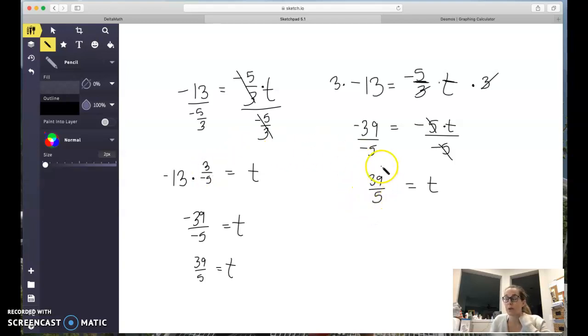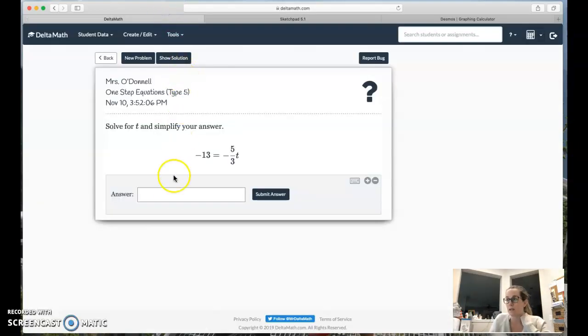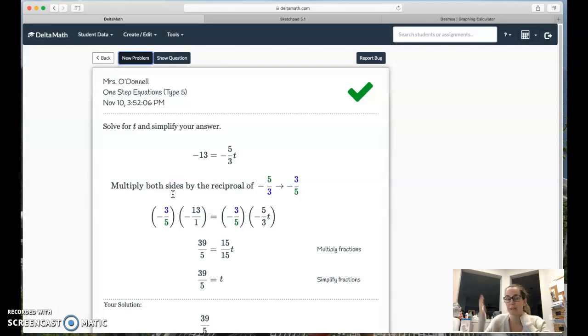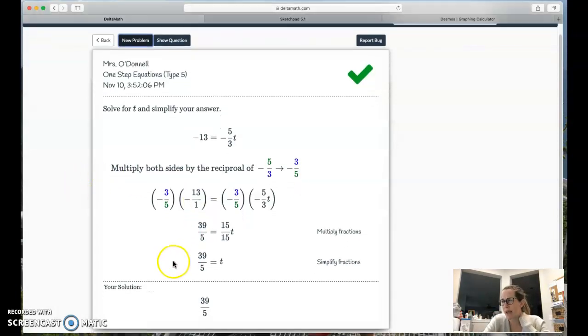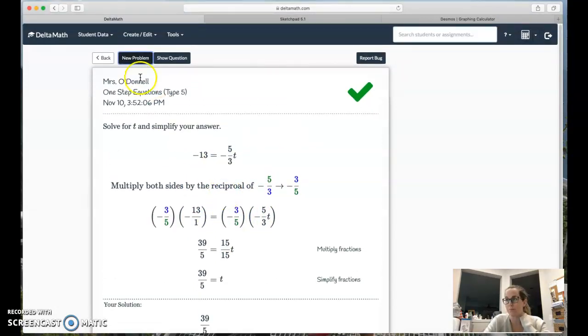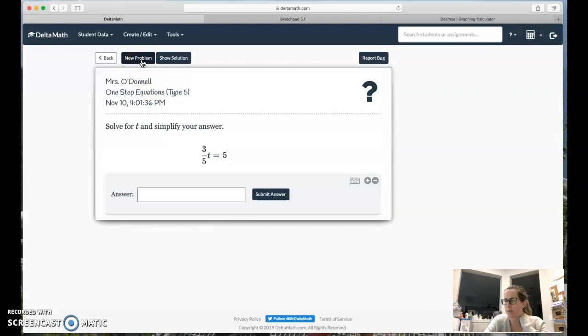So you could do it either way, right? You could do it in one step using your fraction, or you could split it into two steps working on the division and the multiplication individually. All right, if we hop over to Delta Math, 39/5, go ahead and type that in, and voila. And it looks like Delta Math walked you through the one step, which was multiplying by the reciprocal. Let's see if they give us any different kinds of problems here. Nope, looks like they're all working with fractions. So that's it for solving one-step equations type 5.